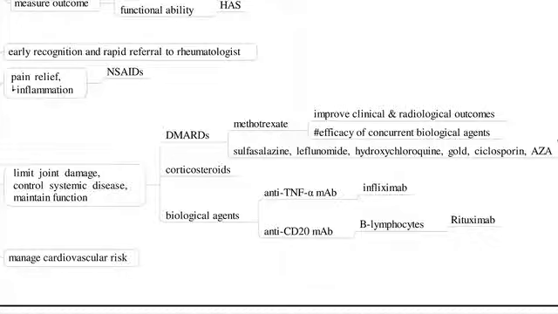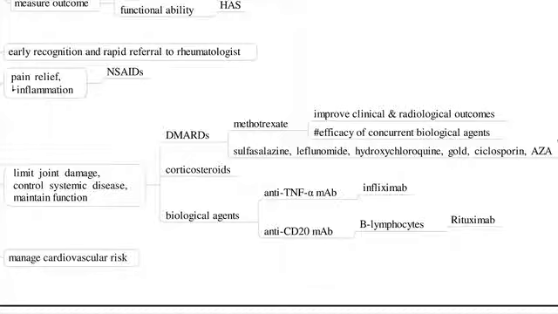Among many agents, methotrexate is the first-line agent. It can improve clinical and radiological outcomes as well as increase efficacy of concurrent biological agents. Corticosteroids can be added to the DMARD, and in addition to that, biological agents could also be used, such as the anti-TNF-alpha monoclonal antibody infliximab or anti-CD20 monoclonal antibody rituximab.